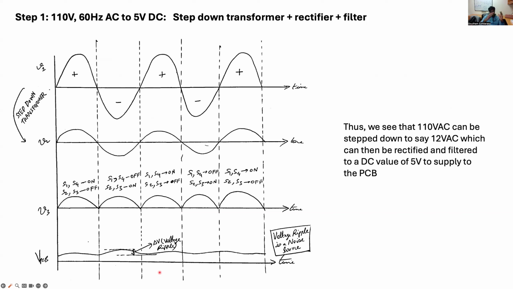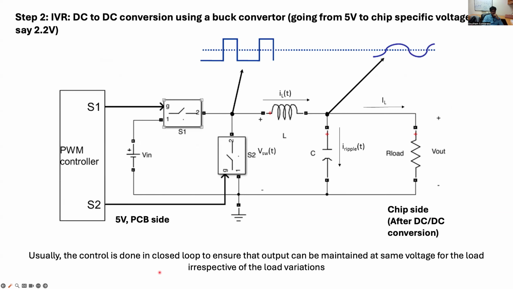So now you have this power adapter that has converted the input 110 volt AC to a lower DC value. So now this DC value is sent through the PCB, and then finally before it goes to the chip, it has to be converted from that 5 volt DC to a lower DC voltage that is needed for that chip.